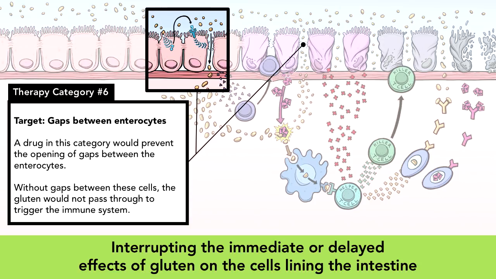Therapy category number 6, interrupting the immediate or delayed effects of gluten on the cells lining the intestine. Target: gaps between the enterocytes. A drug in this category would prevent the opening of gaps between the enterocytes. Without gaps between these cells, the gluten would not pass through to trigger the immune system.